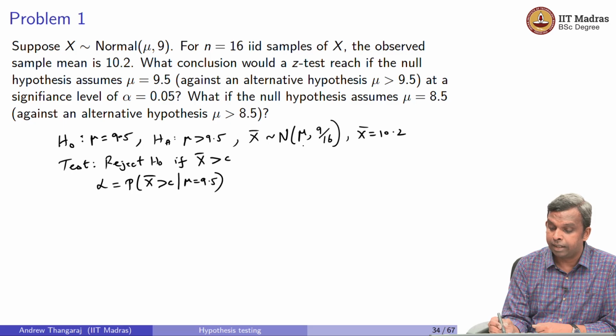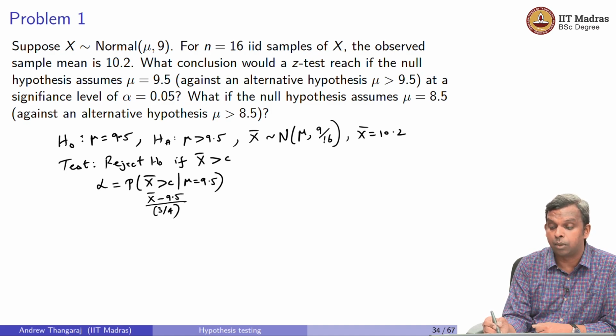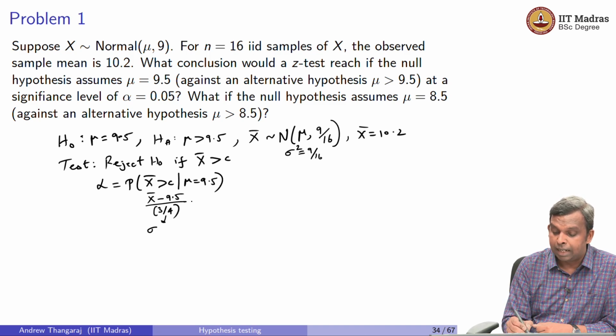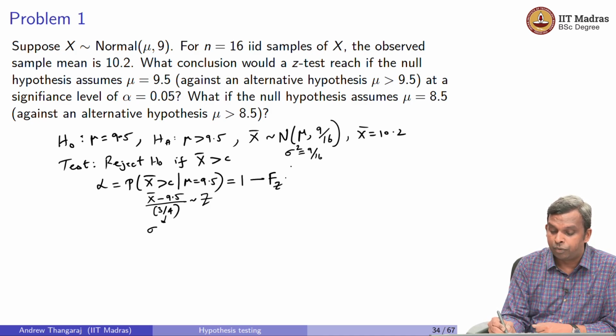Under that distribution, x bar minus 9.5 divided by 3 by 4 is standard normal. What is 3 by 4? It's the square root of 9 by 16, since sigma square is 9 by 16, so this is sigma and this is mu. So this probability is going to be 1 minus FC of (c minus 9.5) by 3 by 4, because x bar is greater than c.